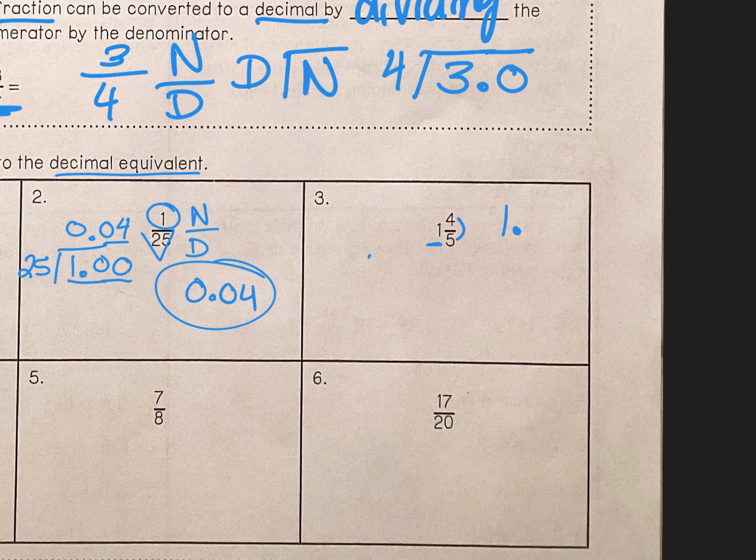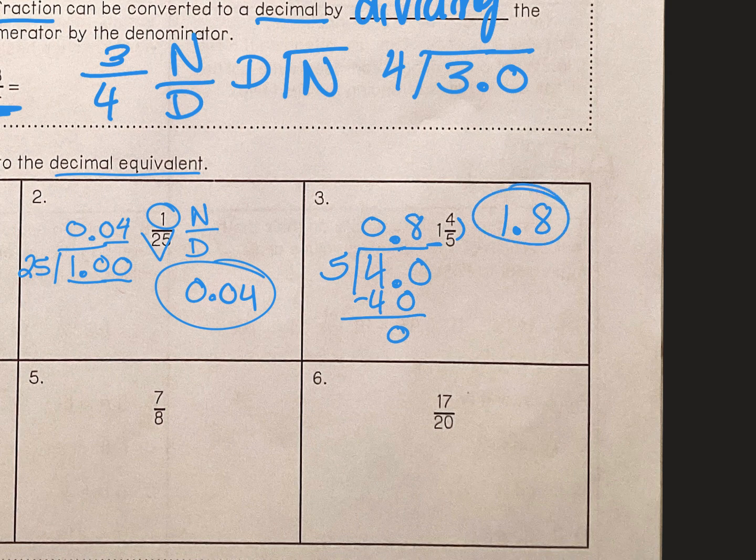I'm going to take my numerator, which is 4, and put it inside of my division box and divide it by 5. Okay. 5 doesn't go into 4 evenly, so I need to add a decimal and a 0, to show that 5 is not going into 4. Bring up my decimal. Now 5 times 8 would give me 40. So therefore, 4/5 is equivalent to 0.8. So that would be 1.8. And that is the equivalent decimal of 1 4/5.